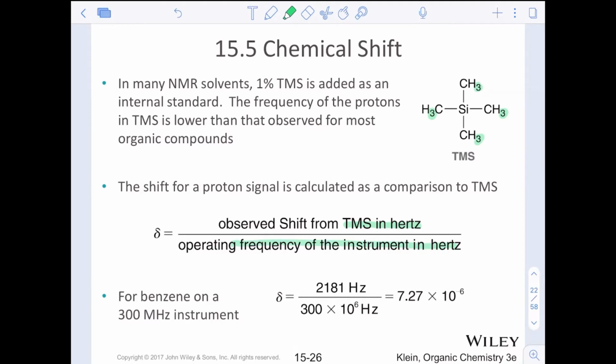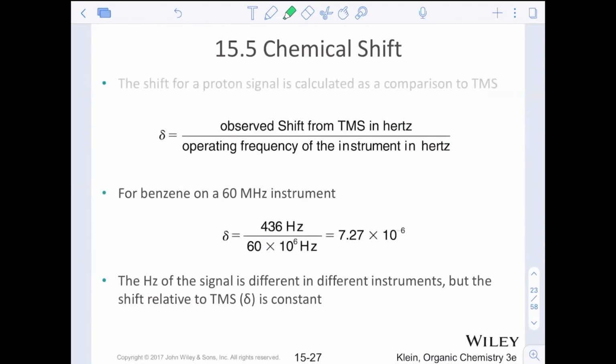Now remember that instrument is a big old magnet, and so it's really the type of instrument you have that determines how accurate or how clear your shifts are. So for instance, if you have a 60 megahertz instrument, the hertz of the chemical shift, the delta, may be different from a 600 megahertz instrument. So why we use TMS as that internal standard is so that no matter what size of magnet you have in your NMR, you will have a constant chemical shift.